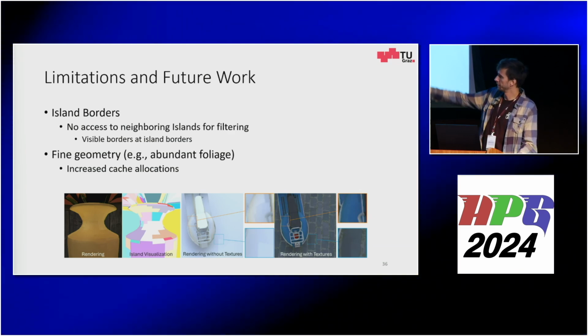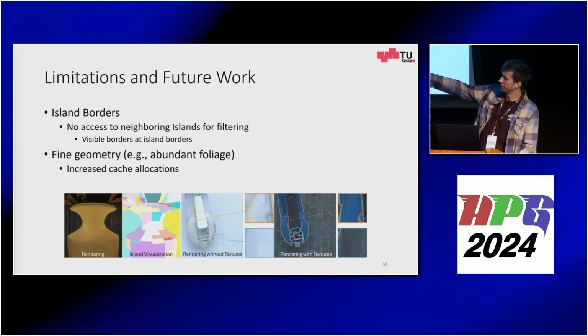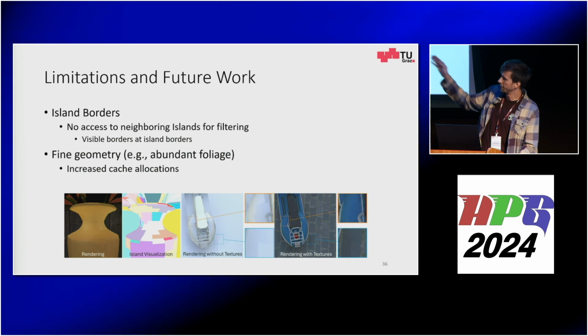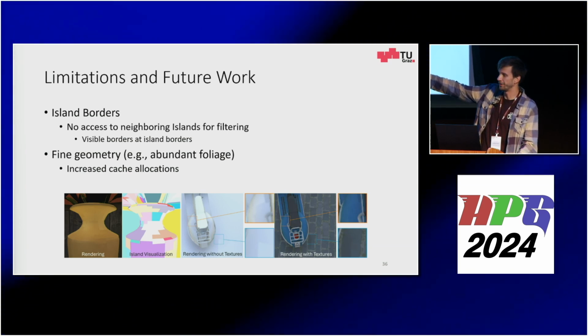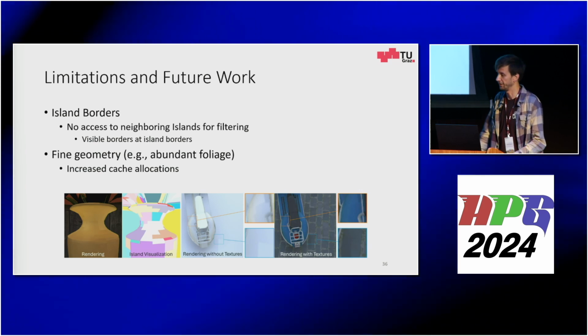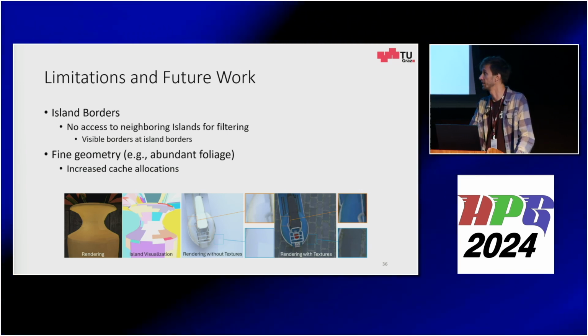And you can see this in the image here, for example, the bottom left two. So you can see the golden vase and the island visualization to the right, and you can see exactly those borders in the final rendering too. So this is one limitation right now, and this would be a nice future work to actually maybe get better island generation in that case.